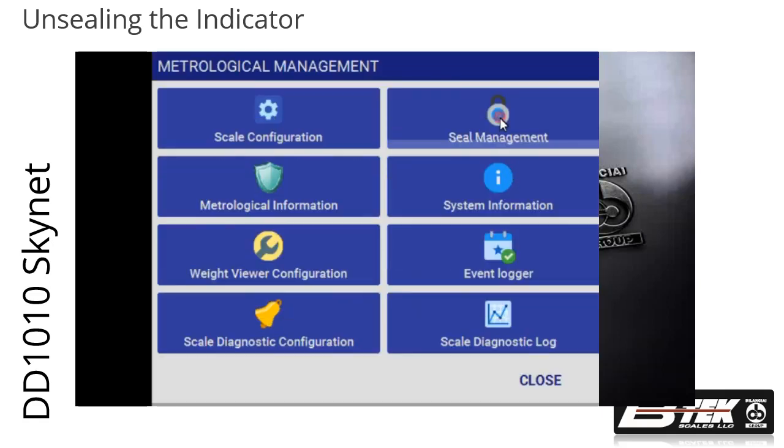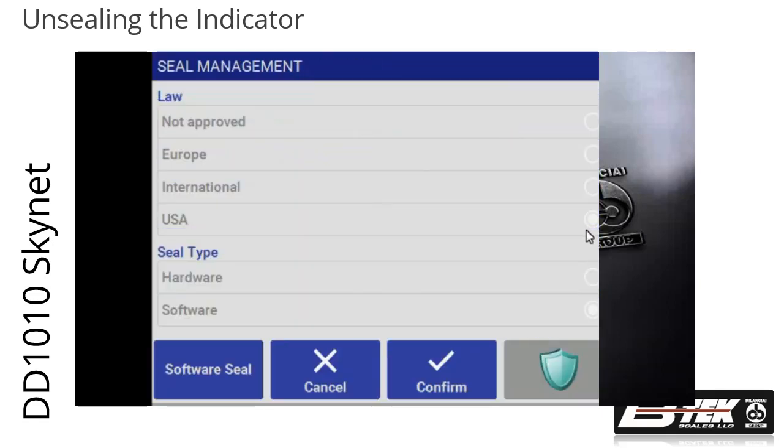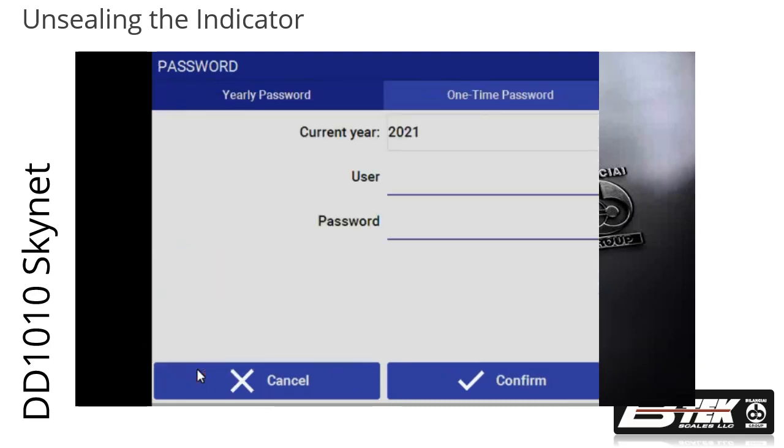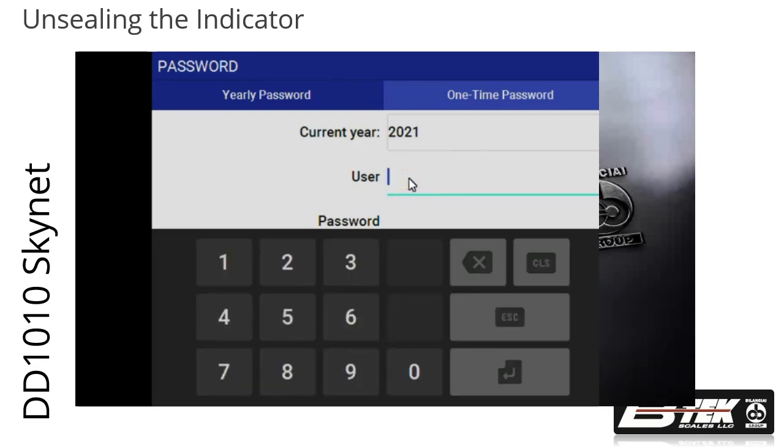Then Seal Management. You'll notice it's set up for USA for the law. The seal type is software. So, software seal at the bottom left is how we're going to unseal the indicator. You'll see current year as 2021. The user is going to be 2021.